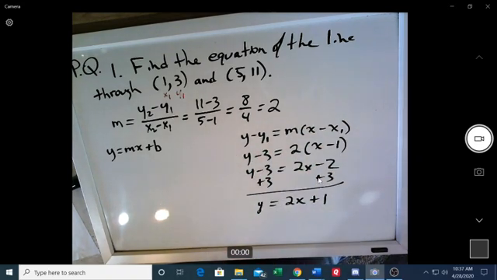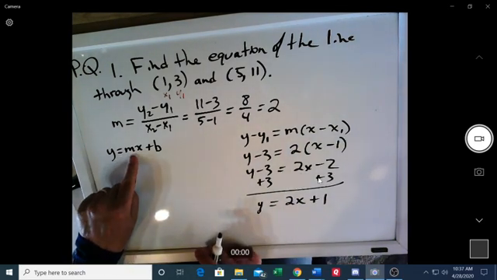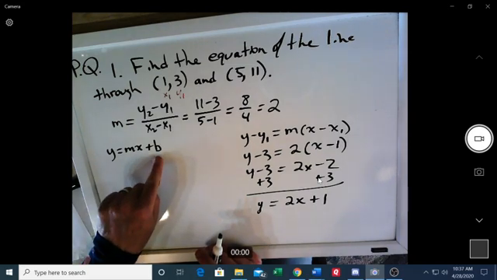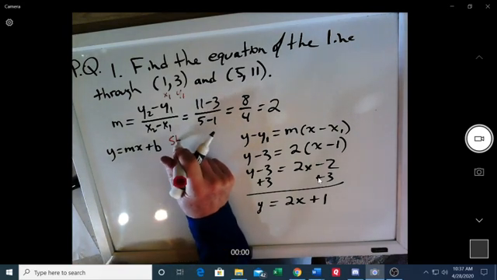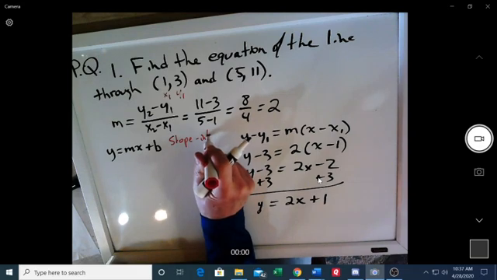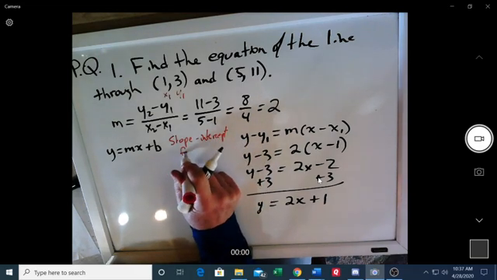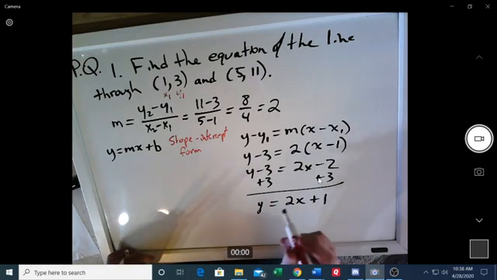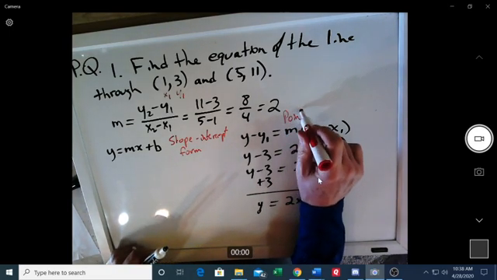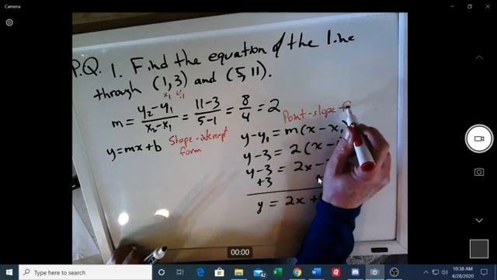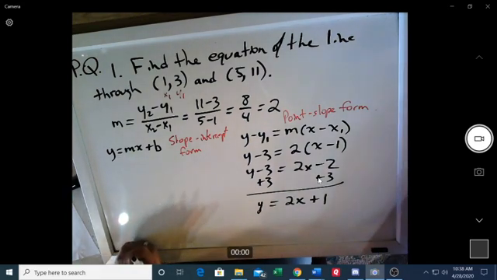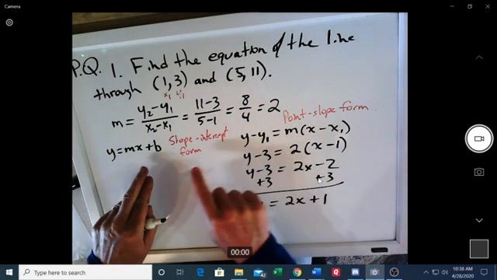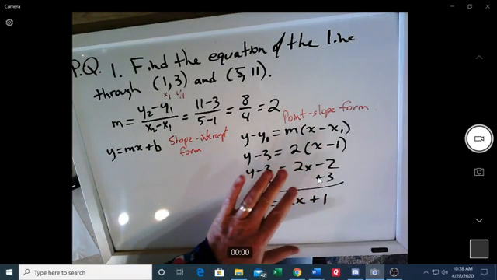And by the way, these have names. This is called the y equals mx plus b, that's slope y-intercept, called the slope-intercept form. This one is called the point-slope form, because you're given a point, x1, y1, and a slope. It's just, the names come from the material that's given there.